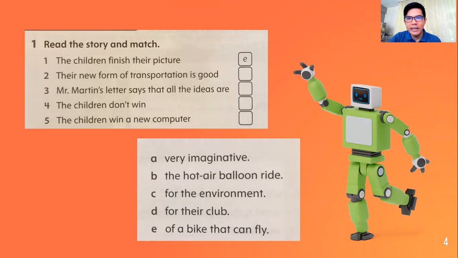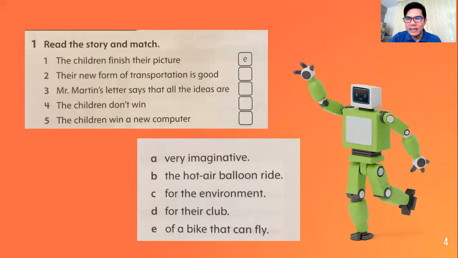From our story yesterday, here are our questions. You have to write the correct letter of your answer. For number 1, we have to match the first phrase to the second phrase to create a correct sentence. You can answer by writing the letter on the box. All right? So number 1 is given as your example. The children finished their picture, letter E, of a bike that can fly. So letter E. Now, you have to answer.